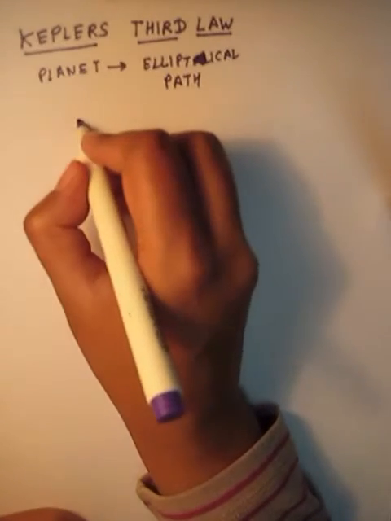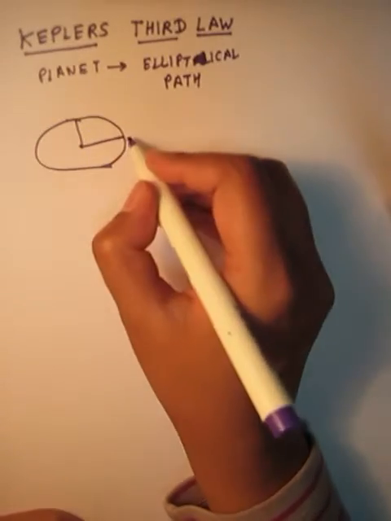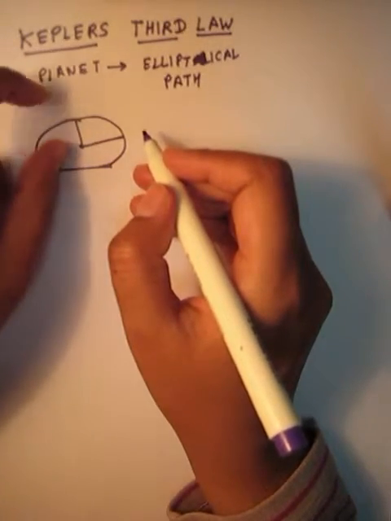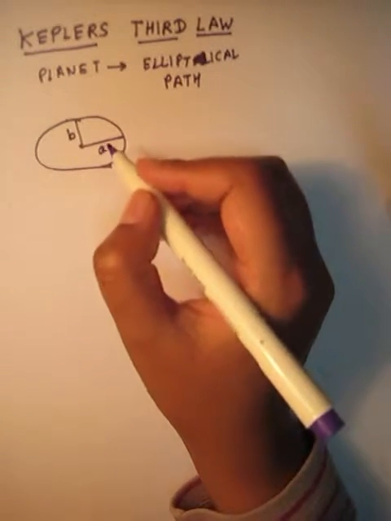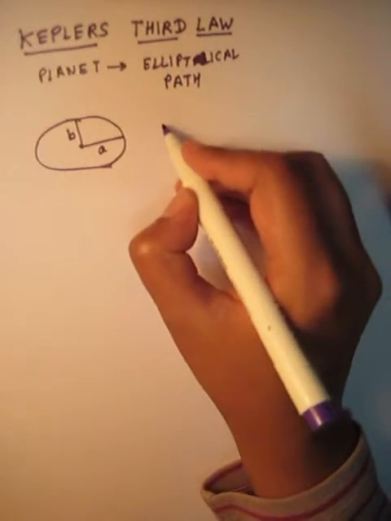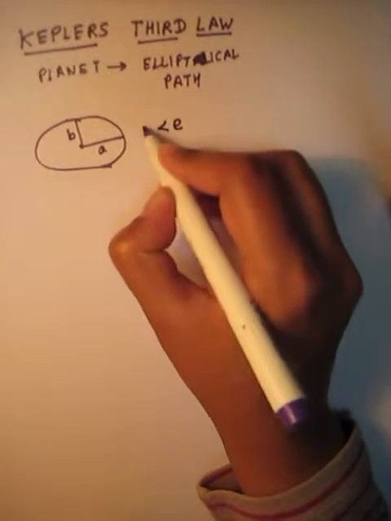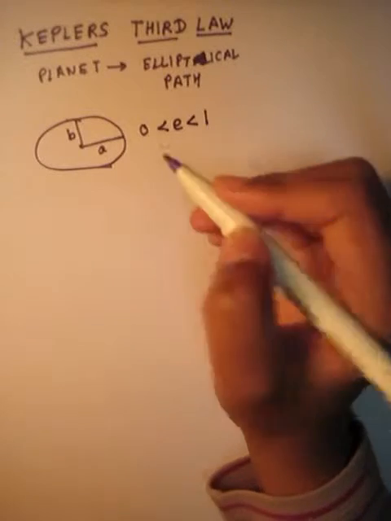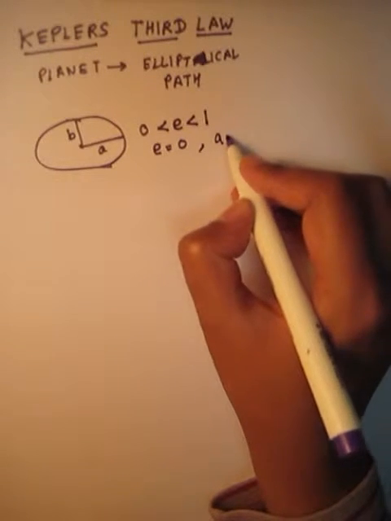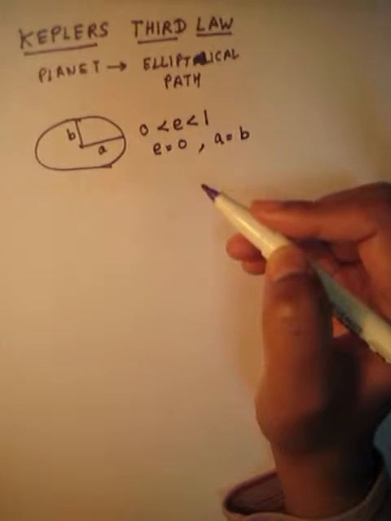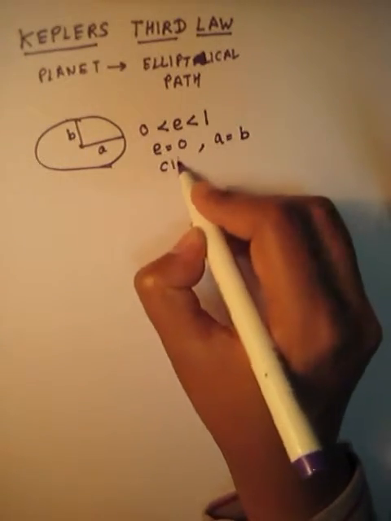But we also know that if there is an ellipse, then it has these two axes. This is the major axis and the smaller one is the minor axis. They are given by the symbols A and B. An ellipse has a property which is called eccentricity, and eccentricity lies between 0 and 1. If eccentricity is equal to 0, it means that A will equal B. And if A and B are equal, it will be a circle.